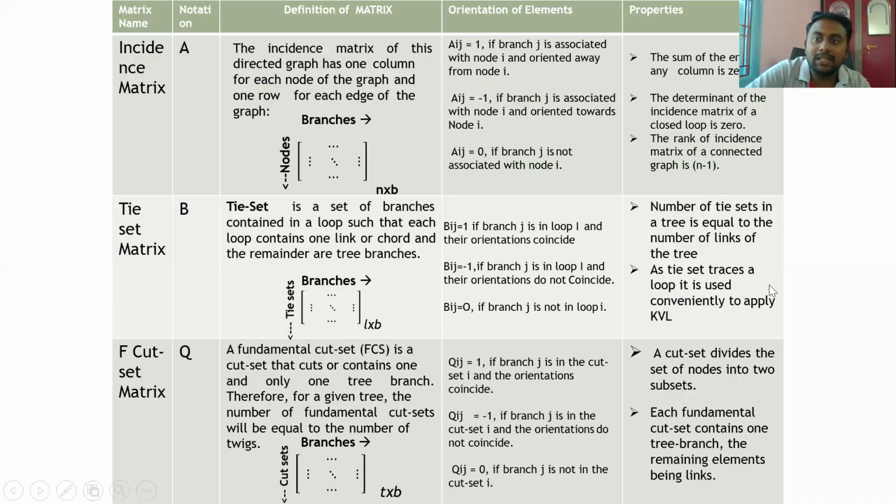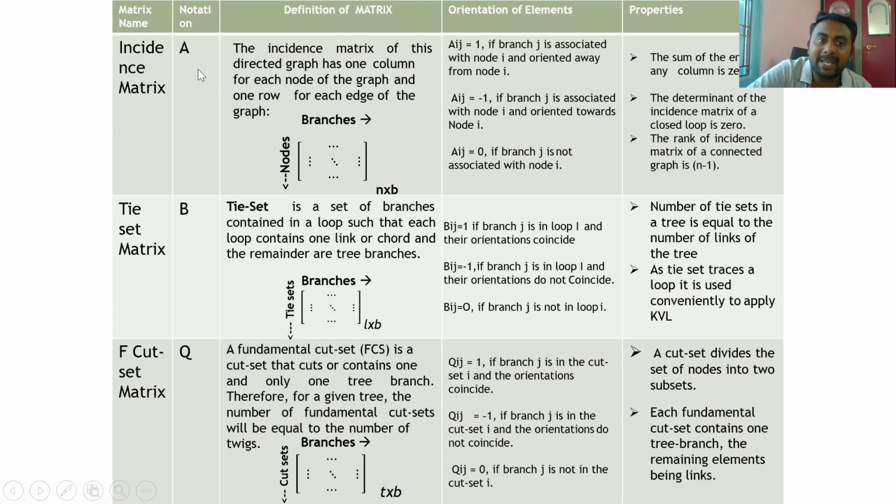First I'm briefing all the things which we learned so far. The incident matrix we write for the number of nodes versus the number of branches. If the branch is outwards it is +1, incoming means -1, and if there is no relation it is 0. The sum of entries in any column is 0. Why? Because a branch is incoming for one node and outgoing for the other node, so the column sum is 0. The determinant of the incident matrix of a closed loop is 0. The rank of the incident matrix of a connected graph is n minus 1. These are the things we learned so far for the incident matrix.